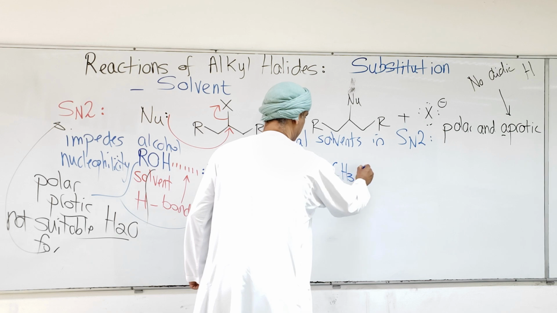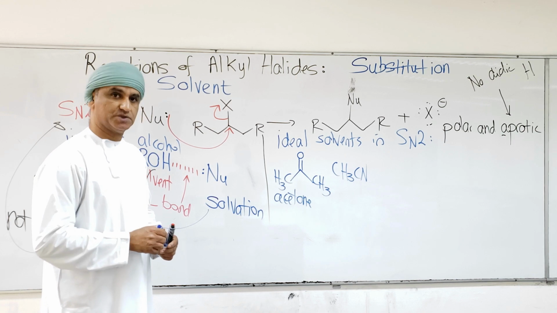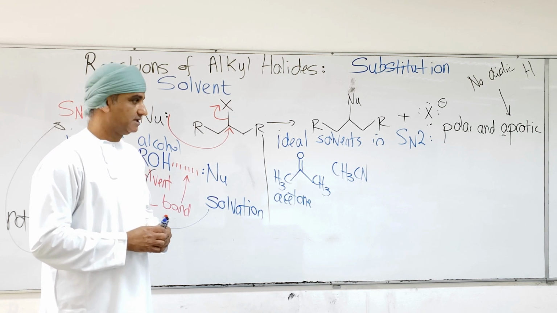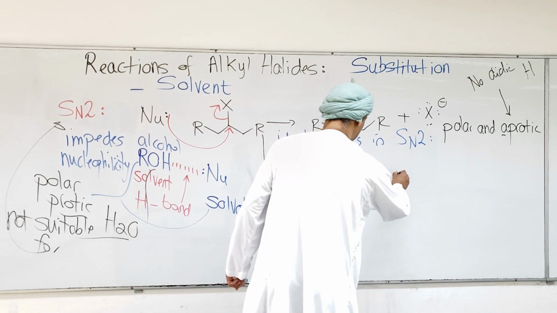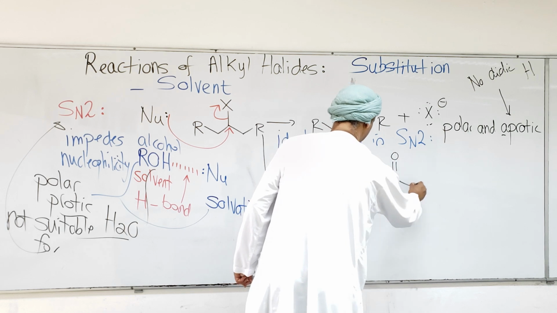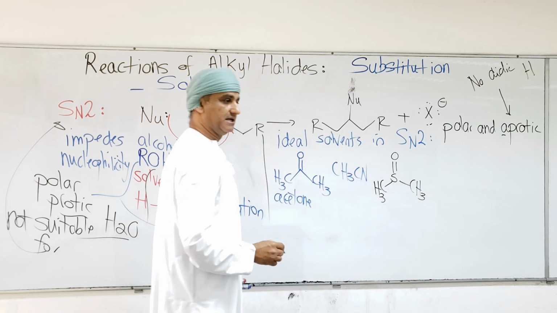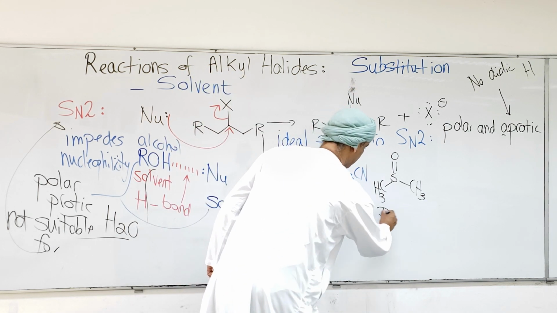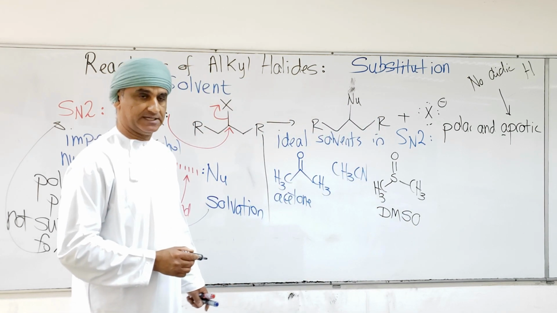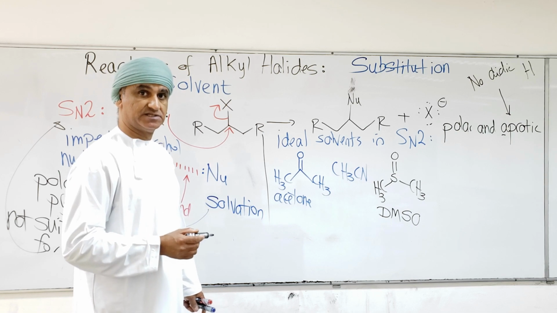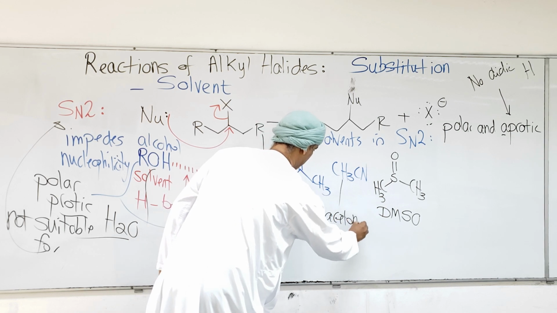Acetonitrile, CH3CN, is also suitable, so that's another example of a suitable solvent in Sn2 reactions. There's also dimethyl sulfoxide, abbreviated as DMSO. Dimethyl sulfoxide is an excellent solvent in Sn2 reactions. And CH3CN is acetonitrile.